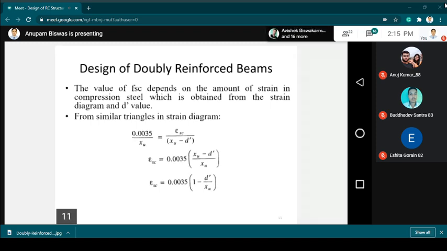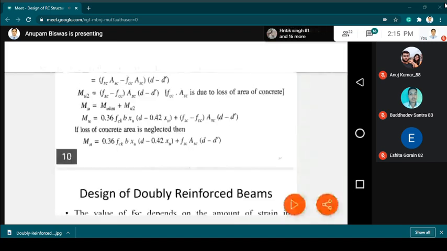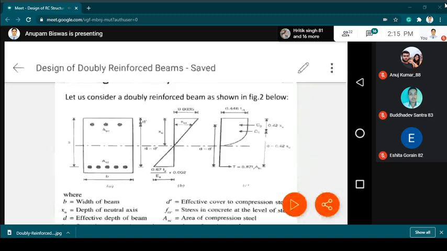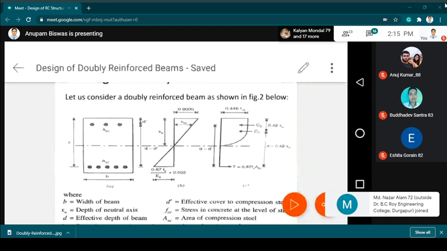Okay, all of you understood, I hope. No, just refer to this strain diagram figure. We will get this value of epsilon.